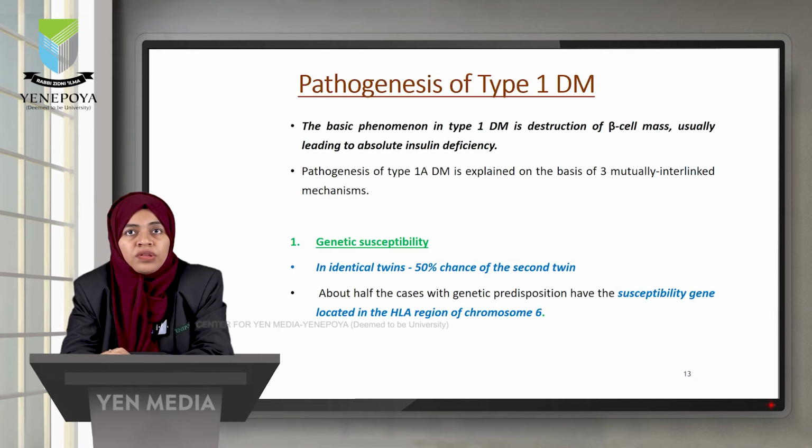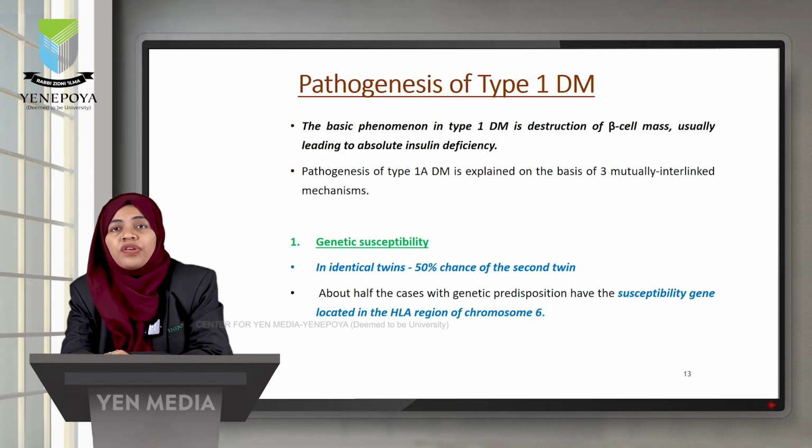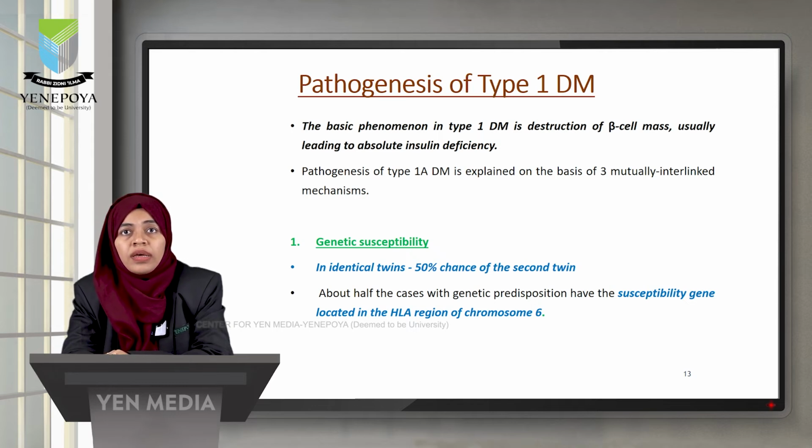Now we come to the pathogenesis of type 1 diabetes mellitus. The main phenomenon in type 1 diabetes mellitus is destruction of beta cell mass, usually leading to absolute insulin deficiency. The pathogenesis of type 1 diabetes mellitus is explained on the basis of three interlinked mechanisms.